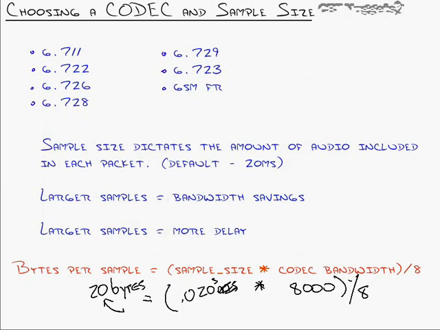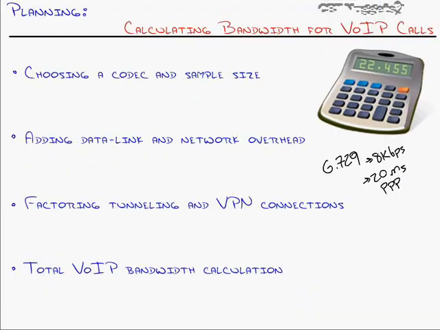Let me jump back to my summary slide. I need to take that. I know I've got 20 bytes per sample. Add in all the header overhead. So 20 bytes plus the 40 bytes of IP, RTP, UDP, all of that. So now I'm up to 60, plus the 6 bytes for the PPP WAN link. I'm at 66 bytes per sample. So I've got that information: 66 bytes per sample.